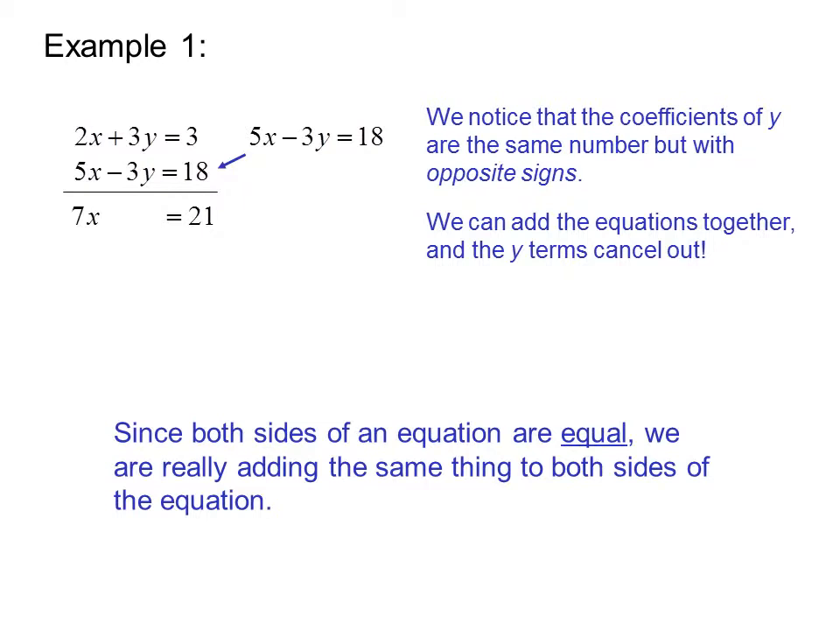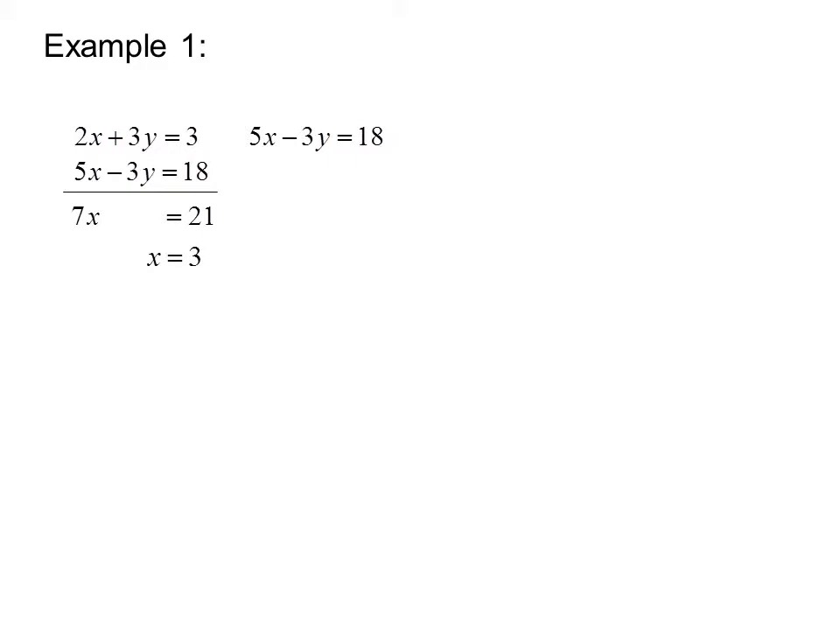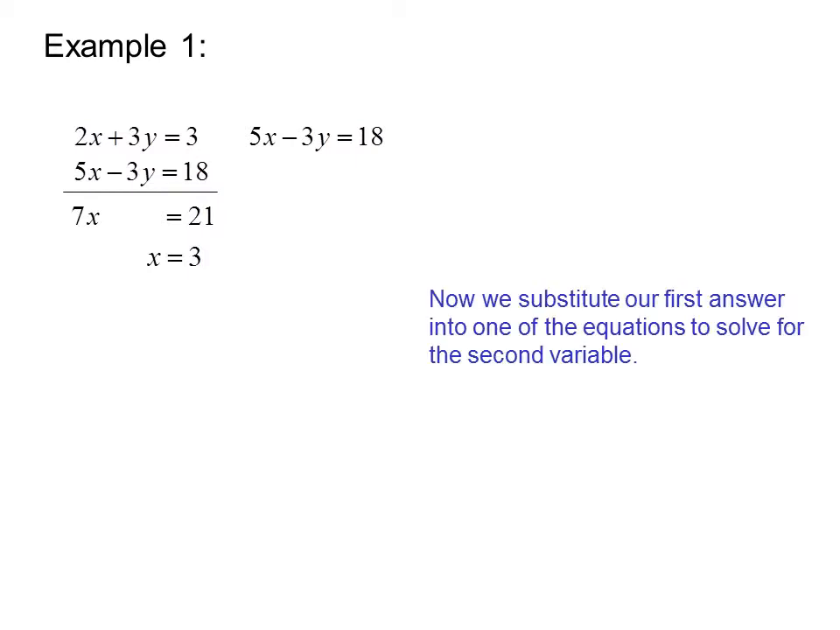Since both sides of an equation are equal, we are really adding the same thing to both sides of the equation. Now in this case, we divide by 7 and we get x equals 3, which is the first part of our answer. Now we substitute our first answer into one of the equations to solve for the second variable. In this case, we might as well use the second equation because that's where we have the most room on our paper.